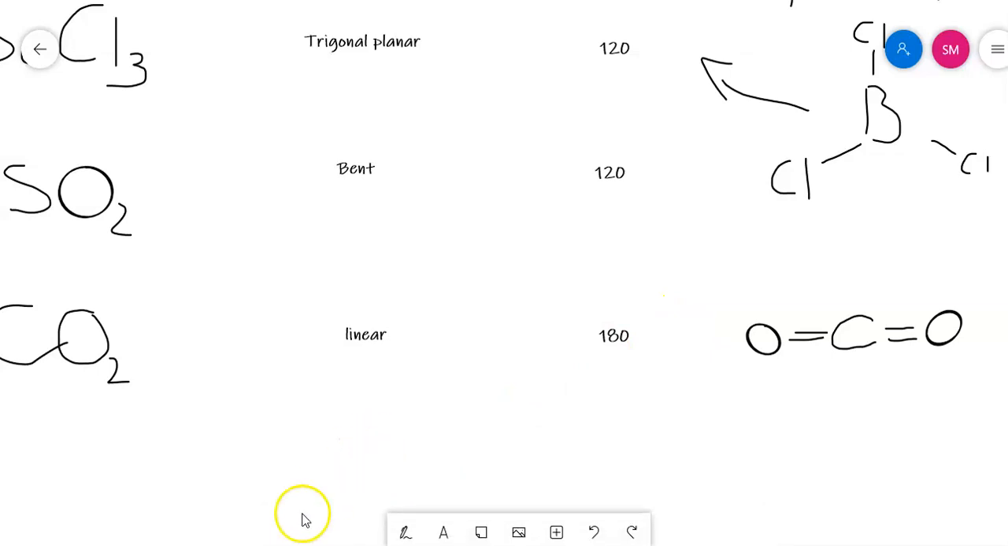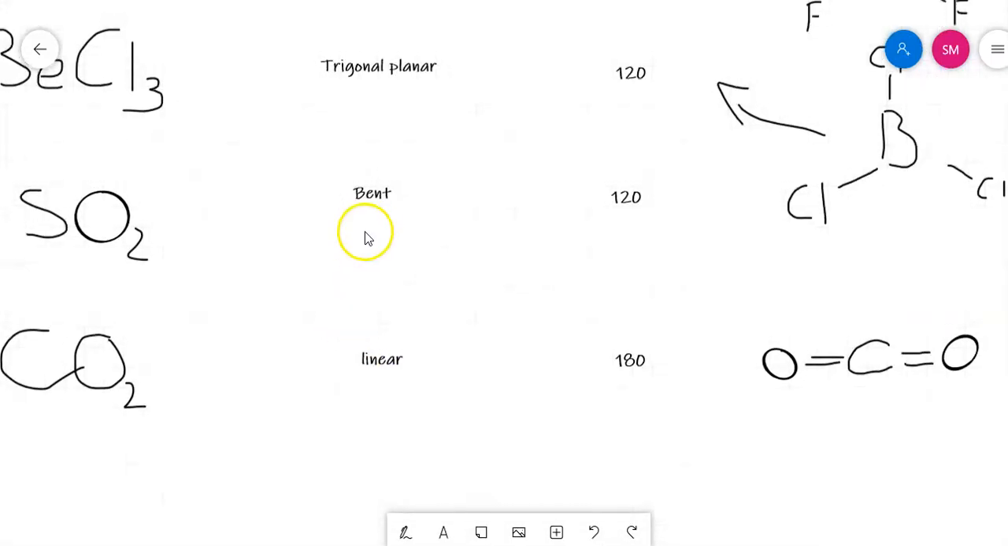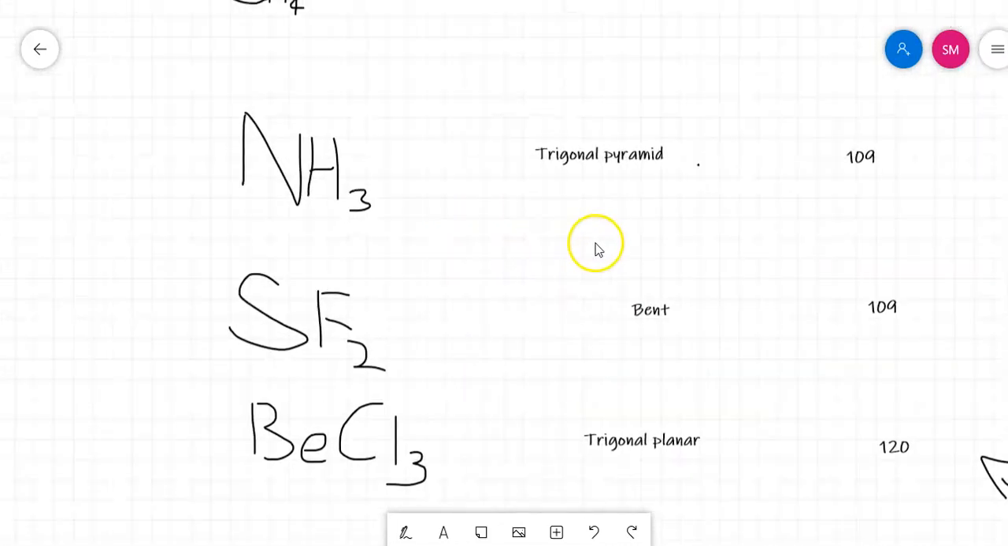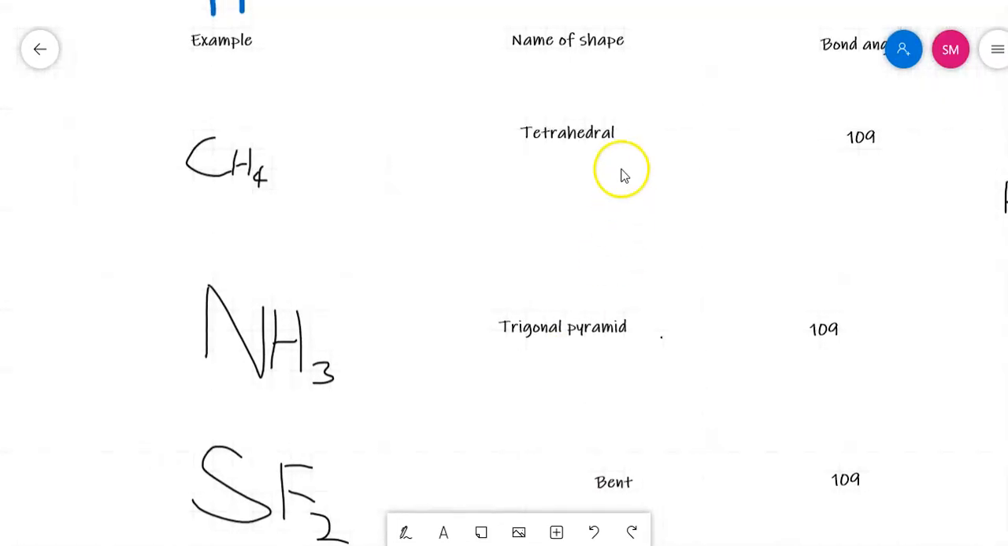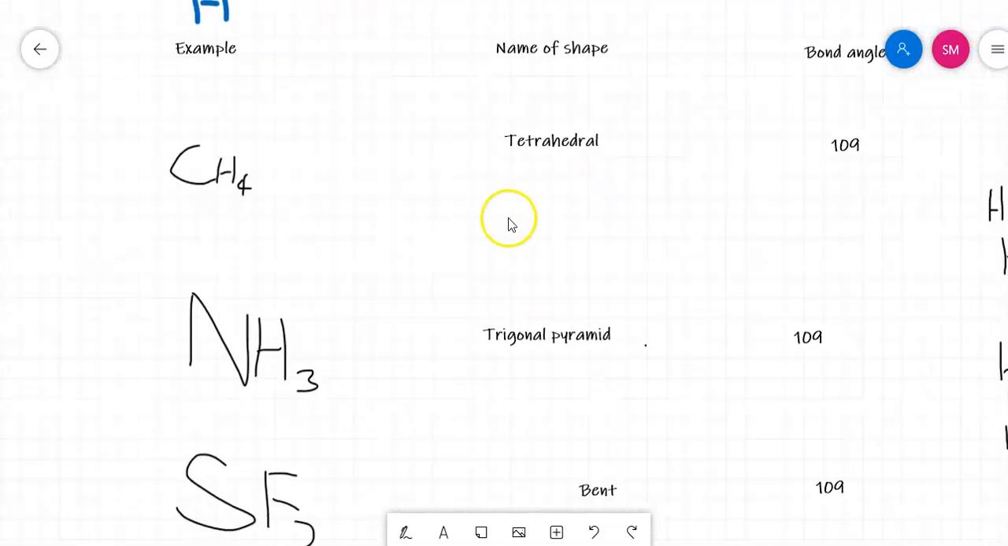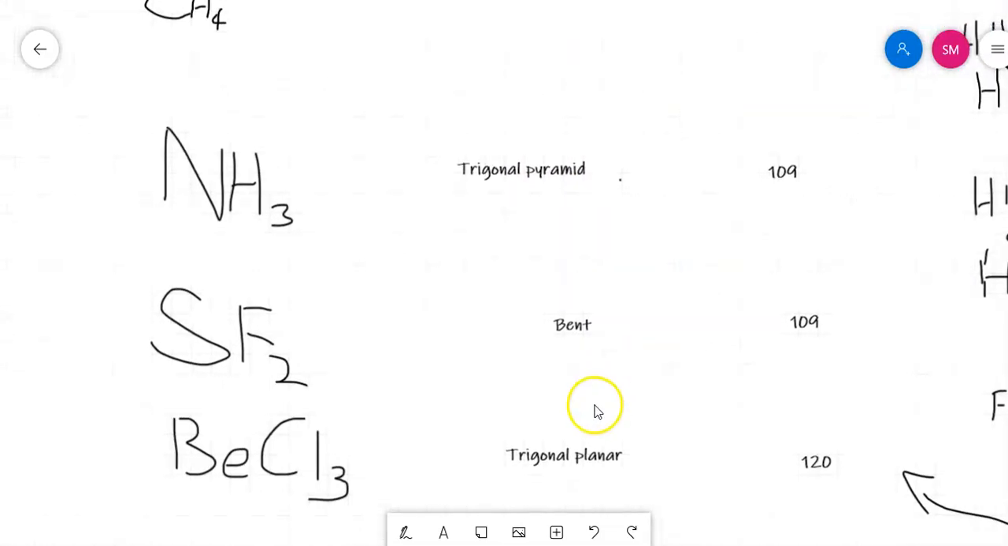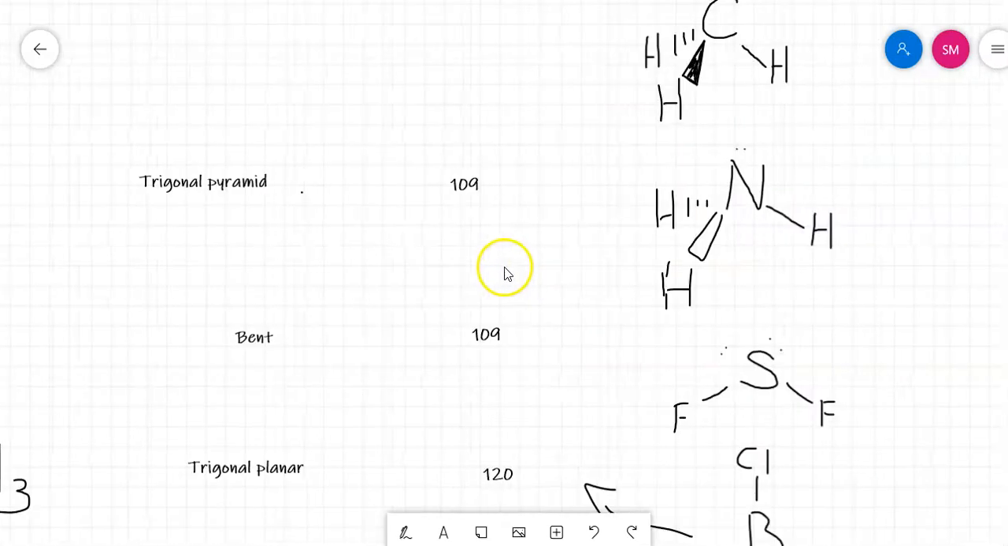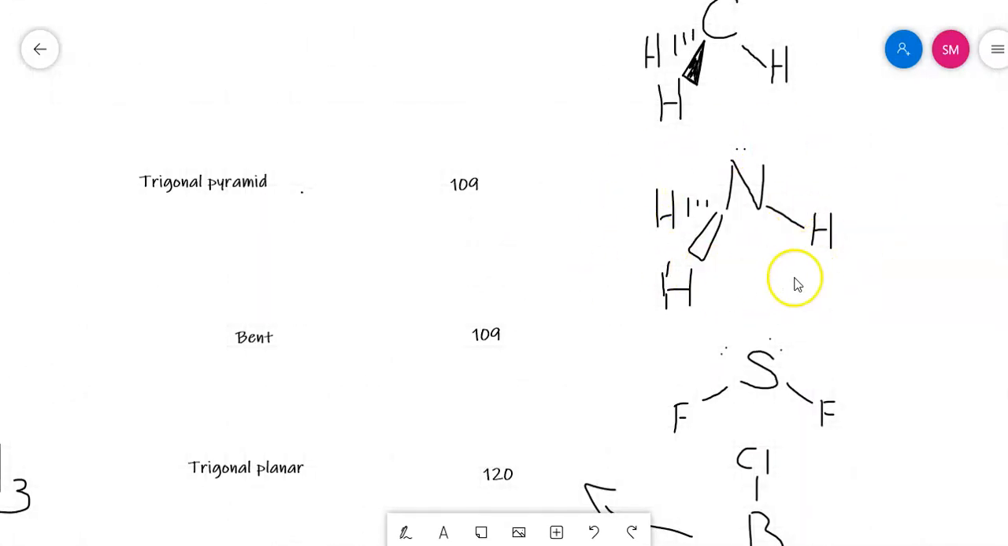And those are all of the shapes that we will need to remember. To be able to do these, draw out this table as neatly as you can and refer back to it. And then it's just a matter of practice to get used to the names of the shapes and the bond angles and being able to draw the shapes of those molecules.